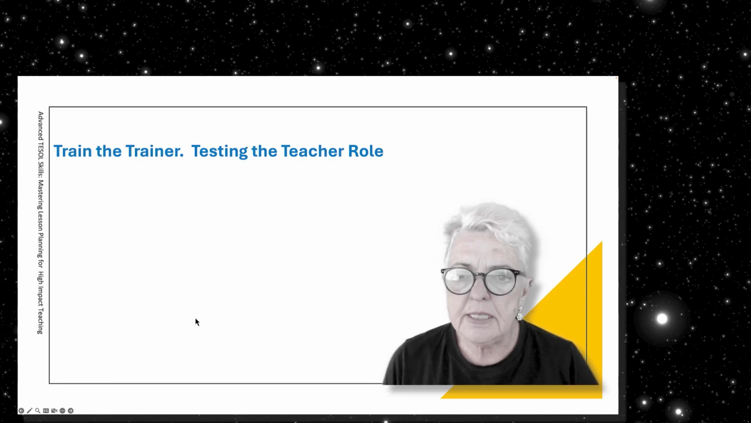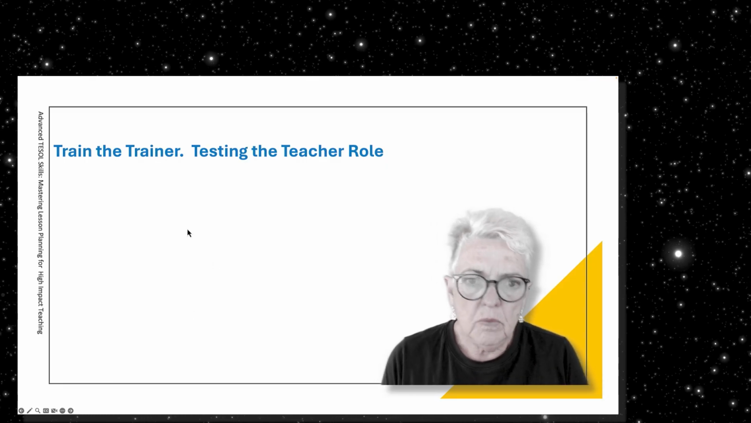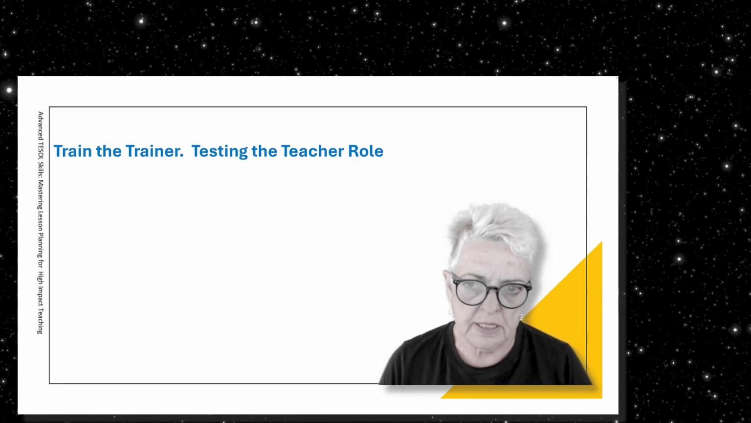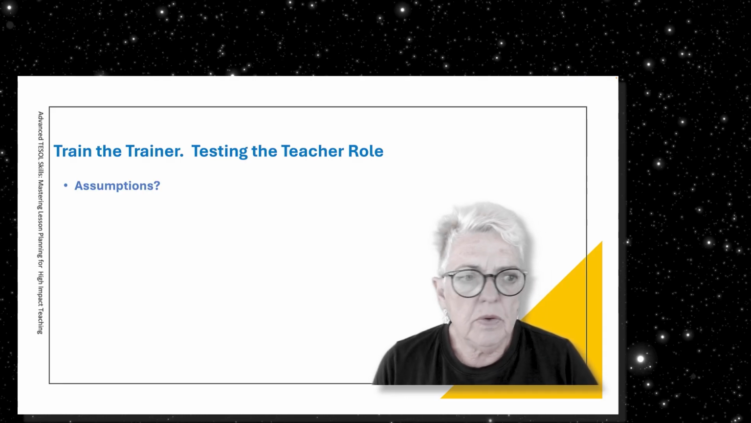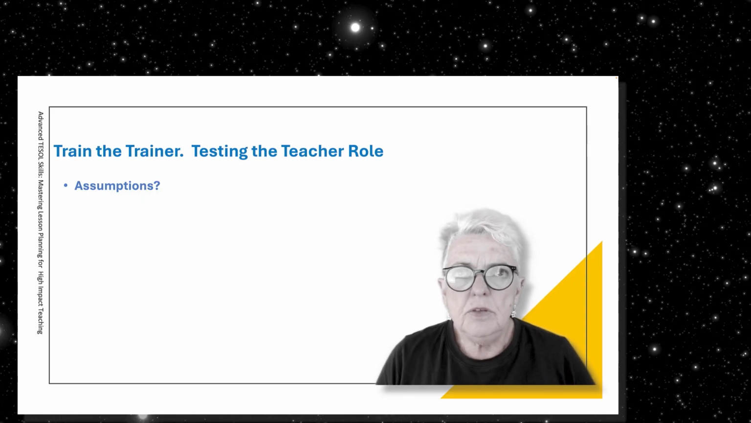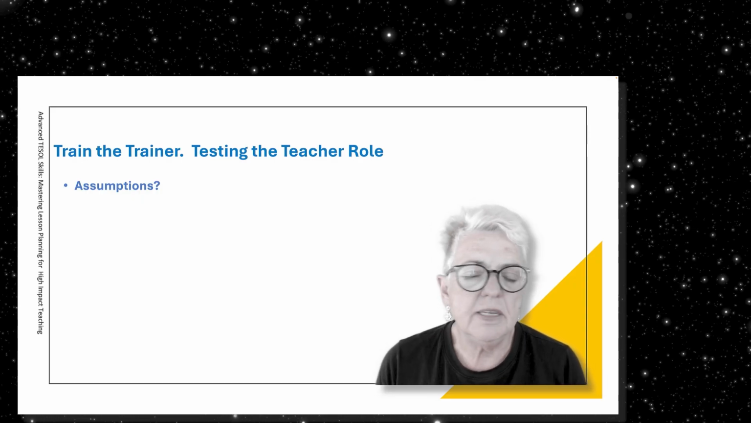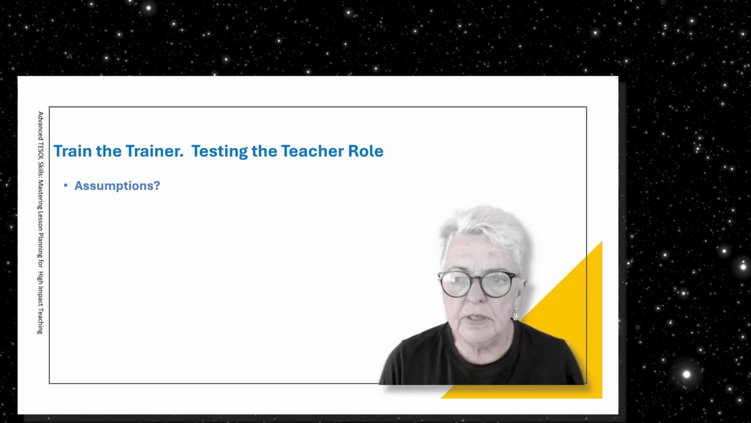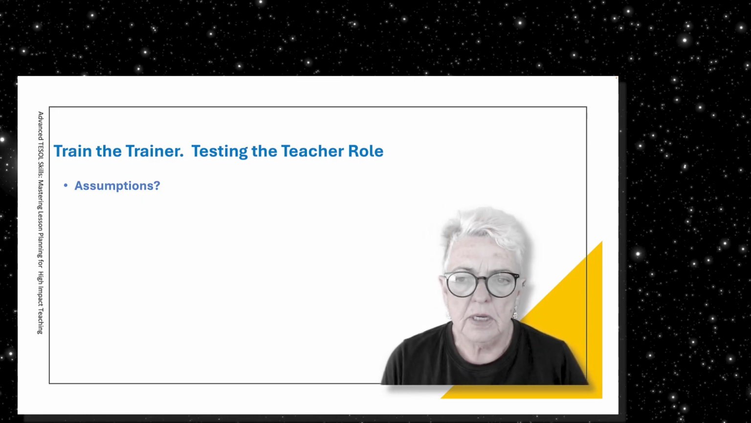Okay, so testing the teacher role. How to get teachers to look at the roles that they're taking. So look at the assumptions that teachers make. Try different things. Try some different level activities. Try passing over the power more to the students.